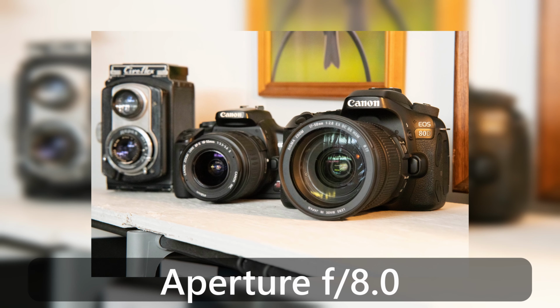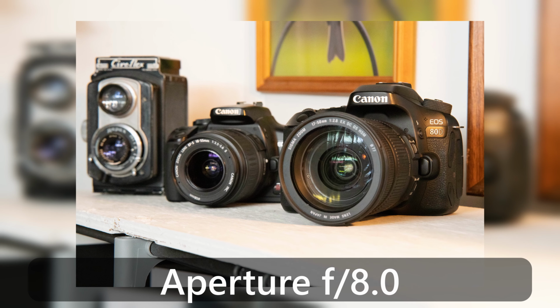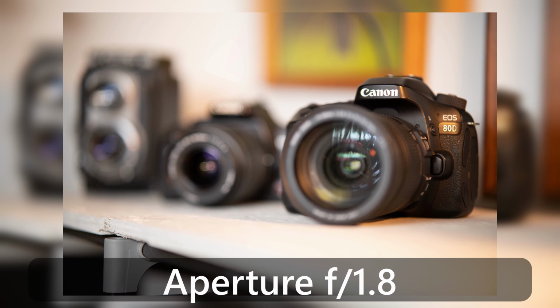Because as you widen the aperture in your lens, you're letting through more light, and as it's smaller, you're letting through less light, making the image brighter and darker. The other thing aperture affects is depth of field, which is how much of your image is in focus. Right now, I am in focus.